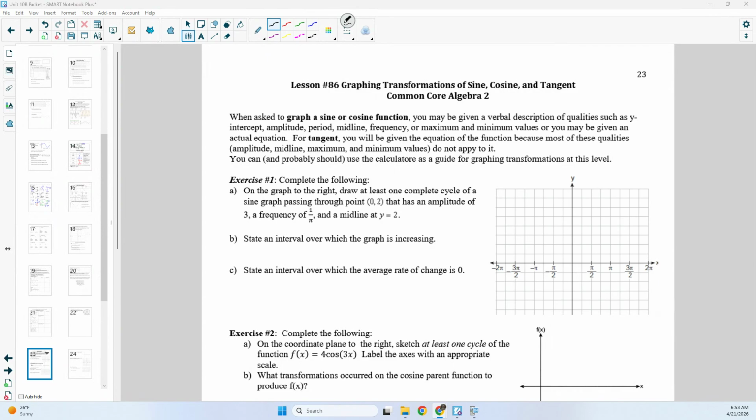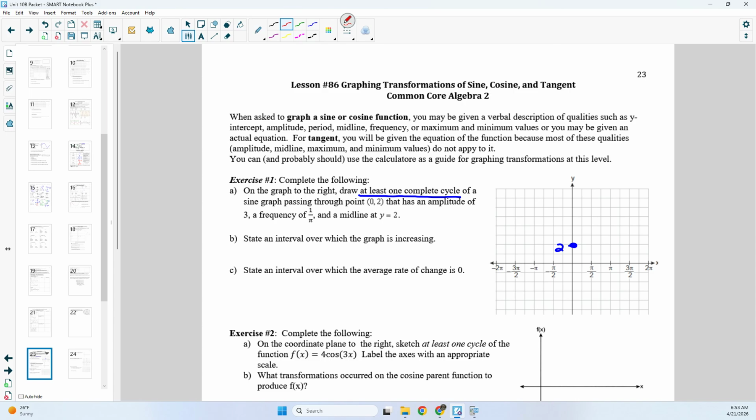I have a verbal description, so I cannot start from the calculator. It says, in the graph to the right, draw at least one complete cycle of a sine graph passing through this point. When they say at least one, I'm usually just going to draw one. So I'm starting from (0, 2). And the biggest thing about the sine and cosine graphs is to think about the quarter points. We think of it just like 4 stops along the way.